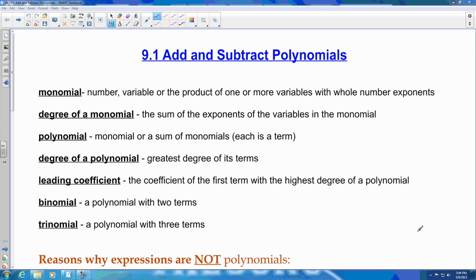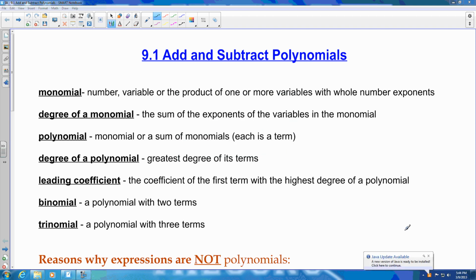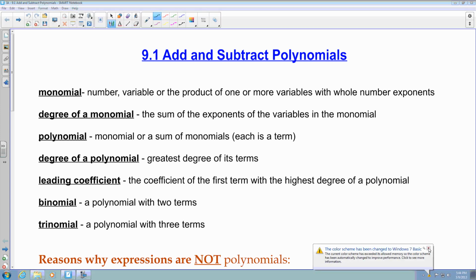other polynomials. So the first one I have up there is monomial, and that definition is a number or a variable or the product of one or more variables with numbers with whole numbers as exponents. And then the next one is the degree of a monomial, which is the sum of the exponents of the variables in that particular monomial. And a polynomial is a monomial or a sum of monomials, each of which is a term.